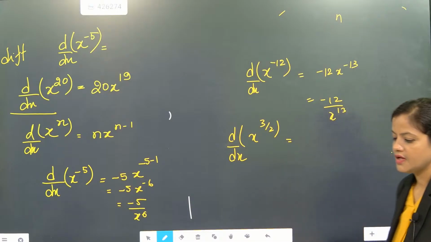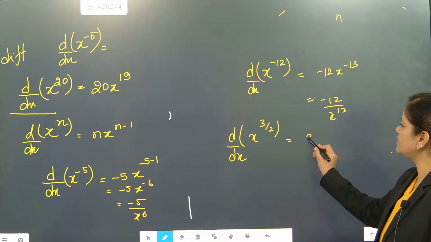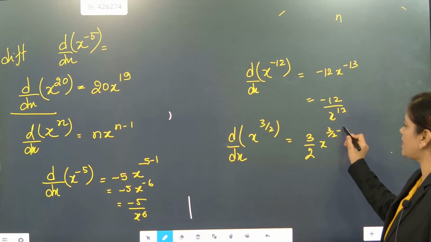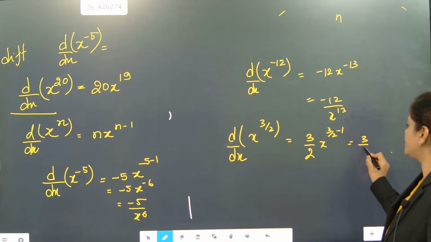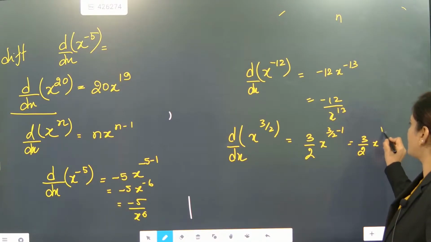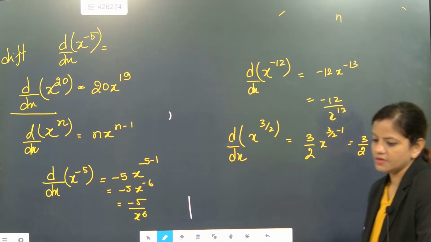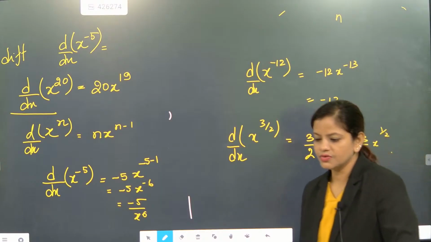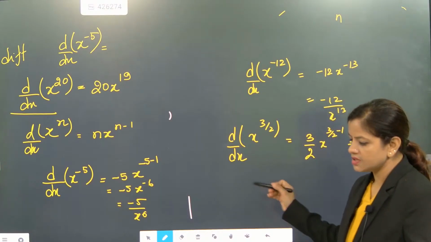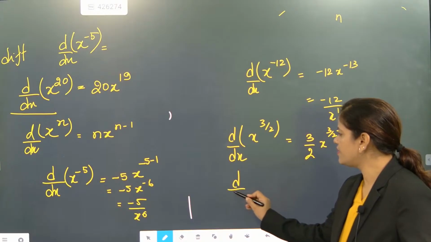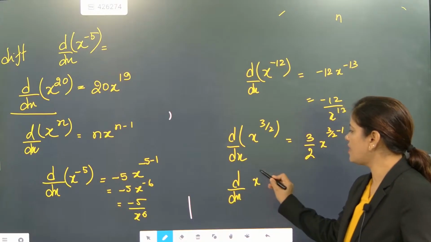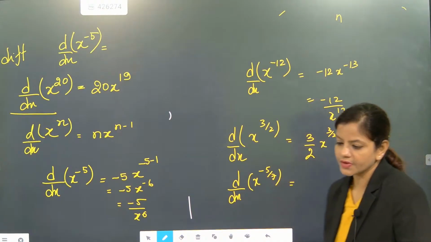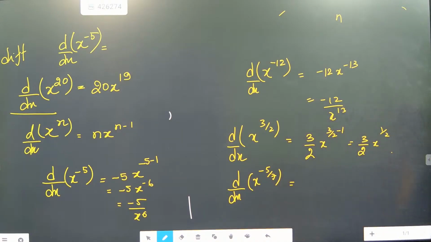Absolute. Very good. So this is exactly going to be 3 by 2 x to the power 3 by 2 minus 1. So it will become 3 by 2 x to the power 1 by 2, that is root x. Very good. So this is the way to proceed. Mahesh, now look here. If somebody asks you x to the power minus 5 by 7, quickly say the answer, beta.